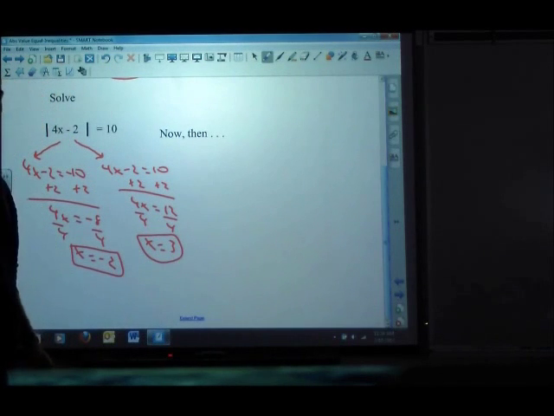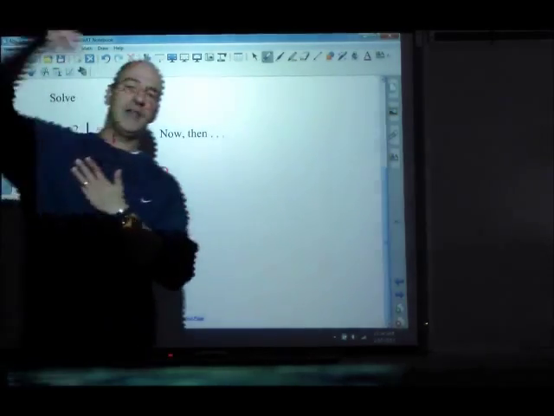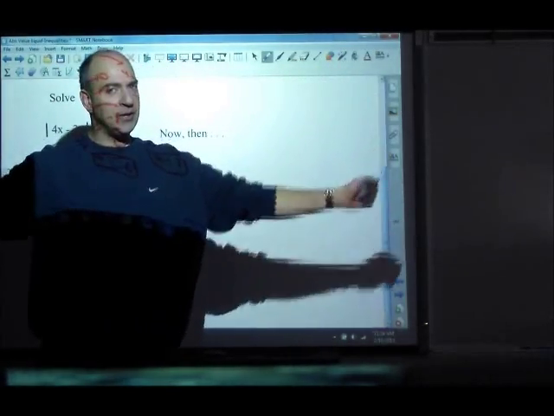So what you've got to remember is that if I'm a distance away from 0, I can be on the left side of 0 or the right side of 0.